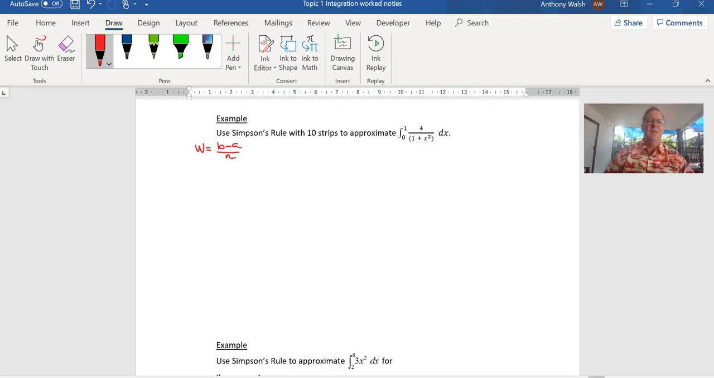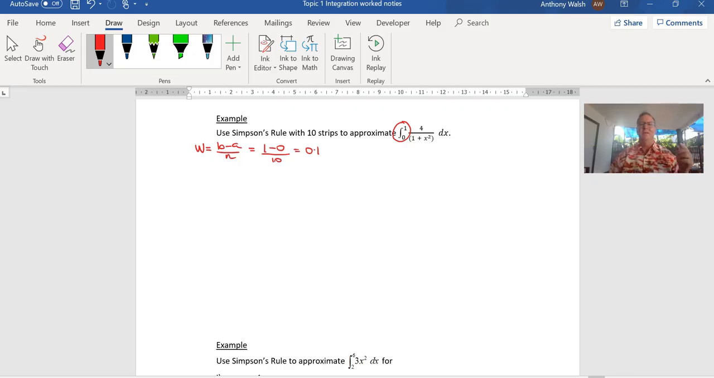Well, for b and a, we look to what we're integrating between. That is 1 and 0. So 1 minus 0. And we're dividing it into how many strips? 10. So 1 minus 0 divided by 10 is 0.1. So the width of each strip is 0.1. So between the first value of x and the last, there's 0.1 between.